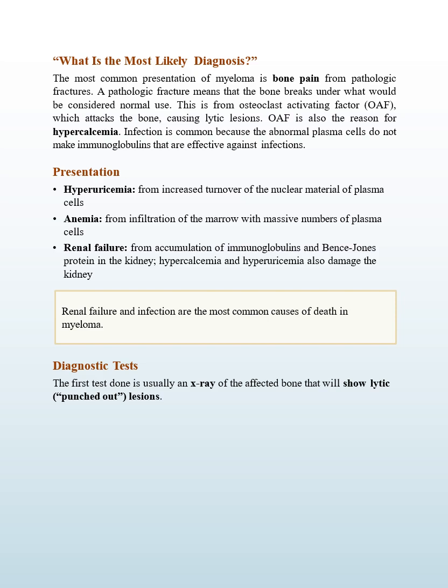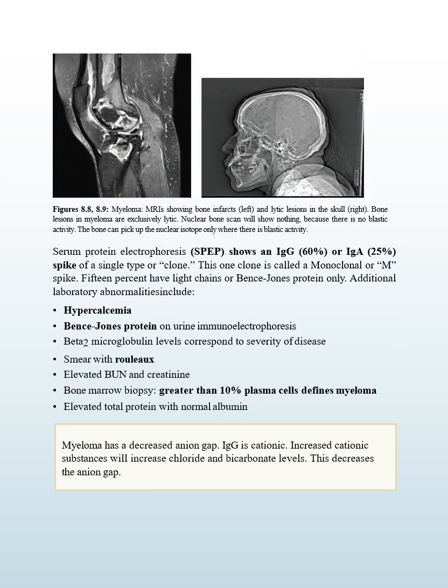For diagnosis, the first test which we usually do is X-ray of the affected bone, which shows lytic punch-out lesions. Let's go to the next slide, which is slide 48. We see on figures 88 and 89 myeloma. The MRI shows bone infarcts on the left side and lytic lesions on the skull.